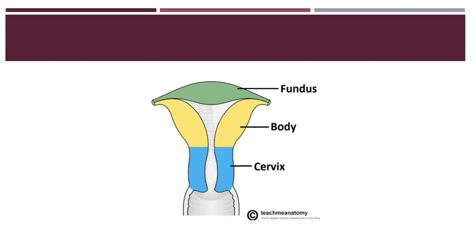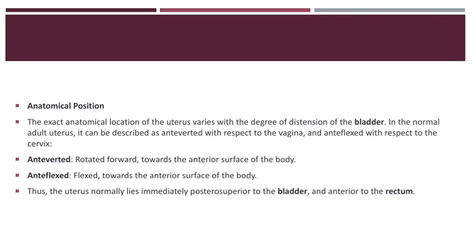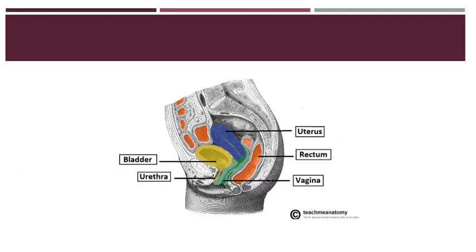Here we have the cervix, body and fundus. These are the major parts of the uterus. The exact anatomical location of the uterus varies with the degree of distension of the bladder. In the normal adult, the uterus can be described as anteverted with respect to the vagina and anteflexed with respect to the cervix. Anteverted means rotated forward towards the anterior surface of the body. Anteflexed means flexed towards the anterior surface of the body. Thus, the uterus normally lies immediately posterior and superior to the bladder and anterior to the rectum.